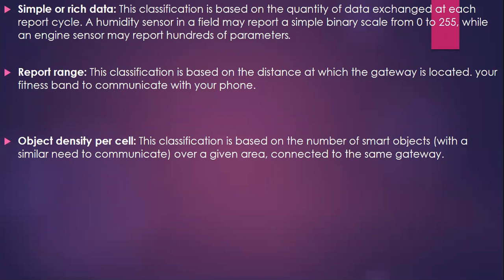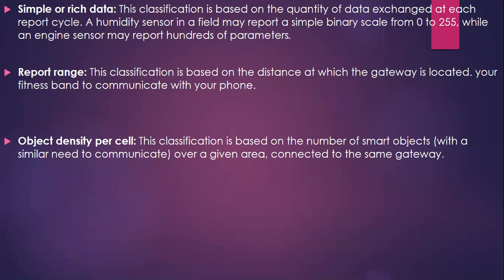So this classification is based on the quality of data exchanged at each report cycle. A humidity sensor in a field may report a simple binary scale from 0 to 255, while an engine sensor may report hundreds of parameters. So here the parameters involved in that information matter. Simple means what? Very little amount of information will be transferred.